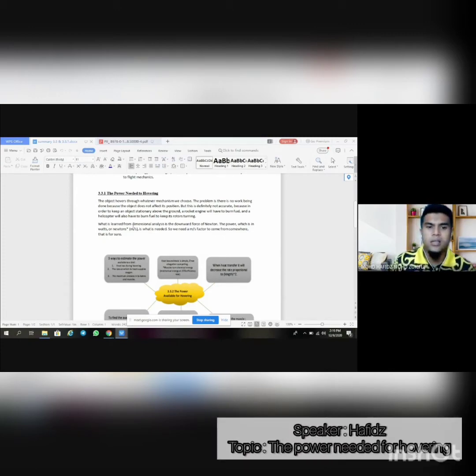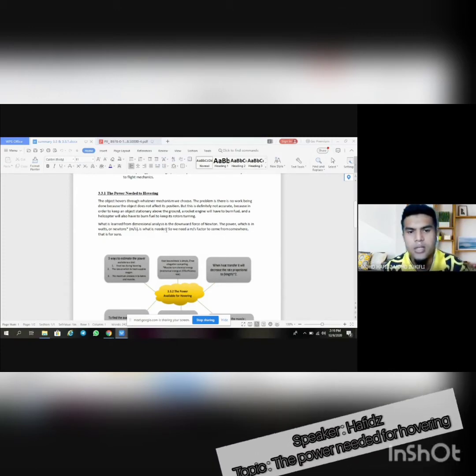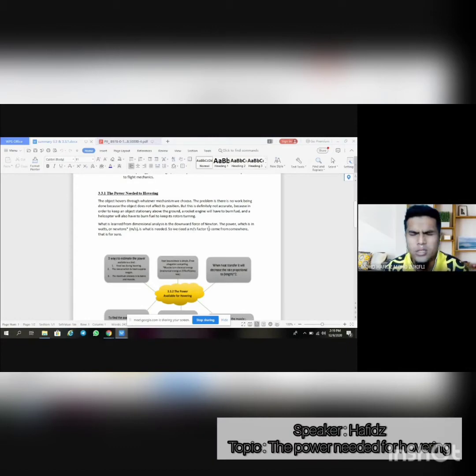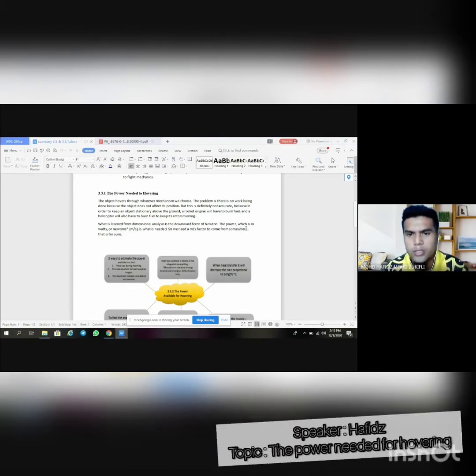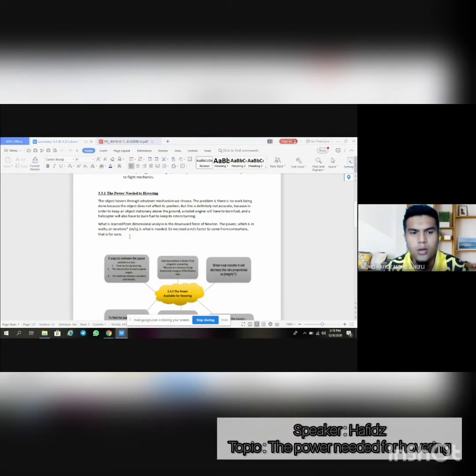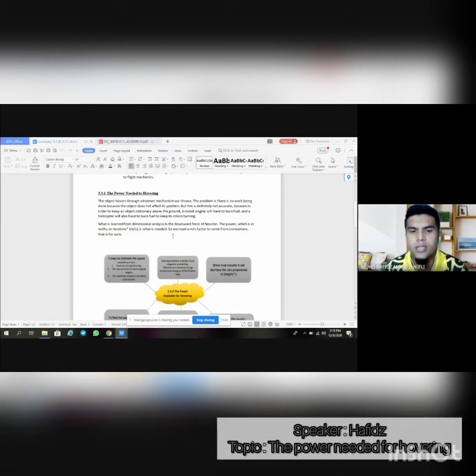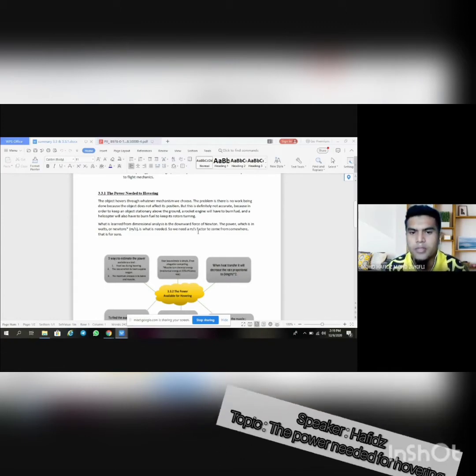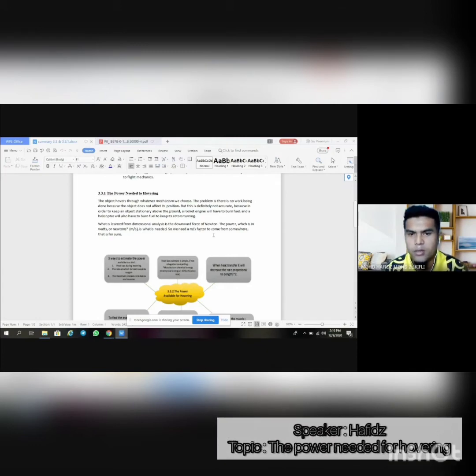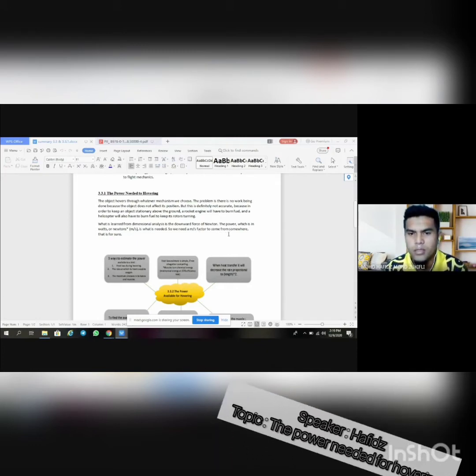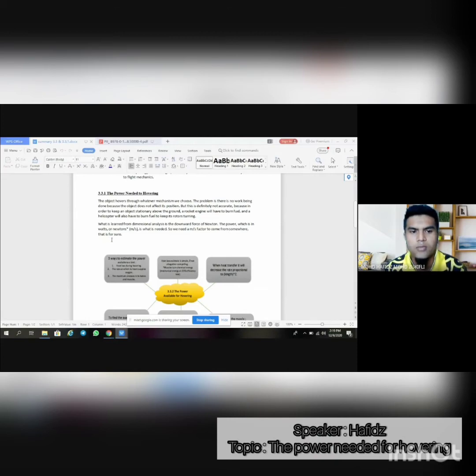What is learned from dimensional analysis is the downward force of Newton's second law, which is in watts or newtons, mass per second, is what is needed. So we need a mass per second factor to come from somewhere, that is for sure.